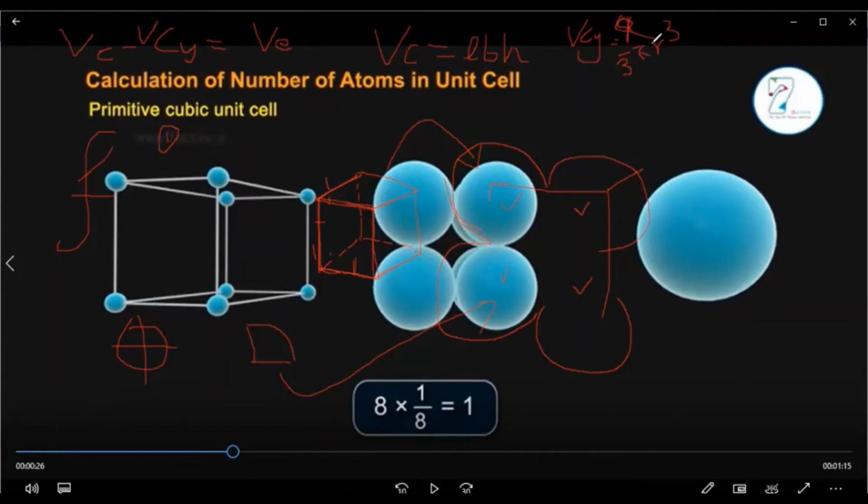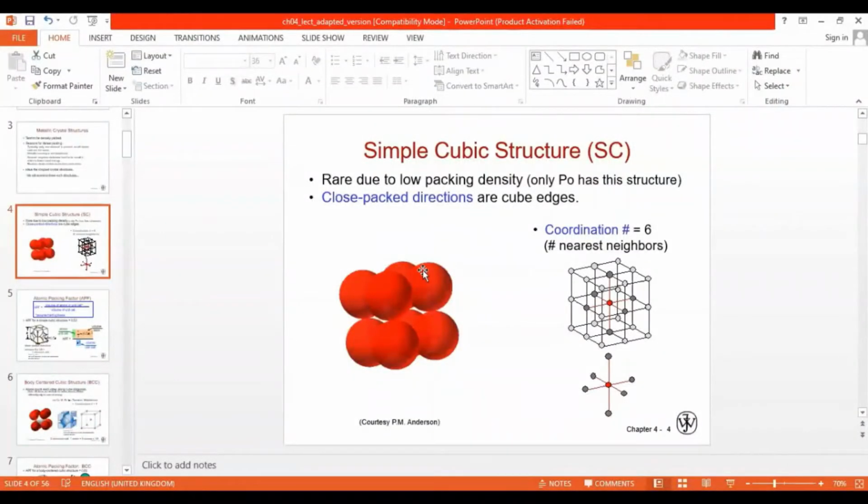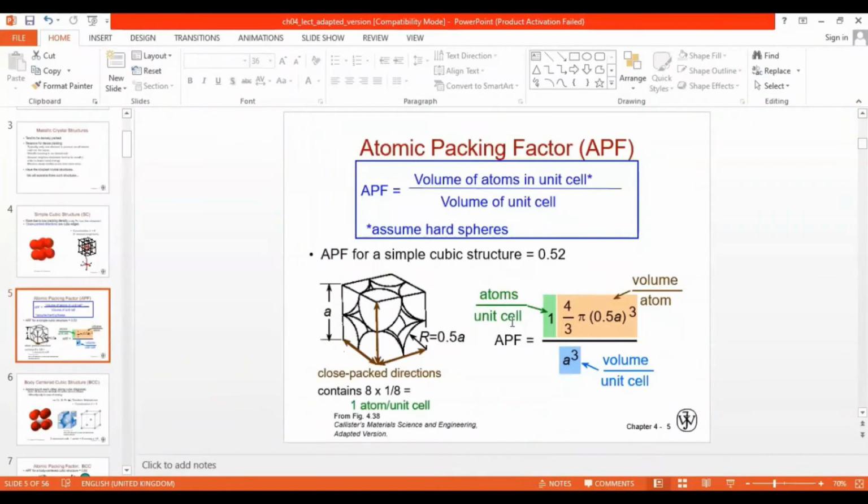This r will be given, right? You need 4/3 pi r cube, no? So 4/3 is a number, pi is a number, r cube. r I will give, so you can find the volume now. So in this one cube, you have 8 pieces of 1/8 of each atom. So now we have 4 plus 4, 8, structure atoms, 4/3 pi r cube. All right.